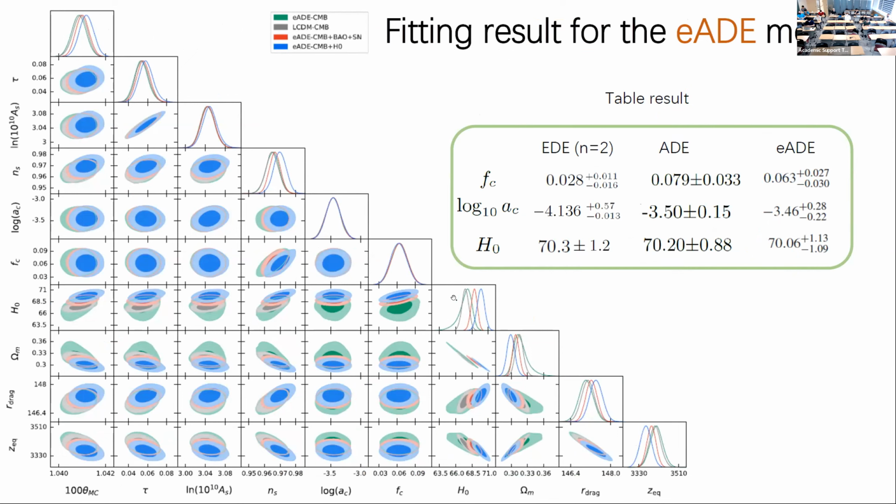The green one is lambda CDM, and the blue one is the eADE model with all the data sets. We can compare the result with the EDE and ADE models. The energy density is smaller than the ADE model, but larger than the early dark energy, and the equivalent time is later than the two models. Finally, it can also release the H0 tension very well.